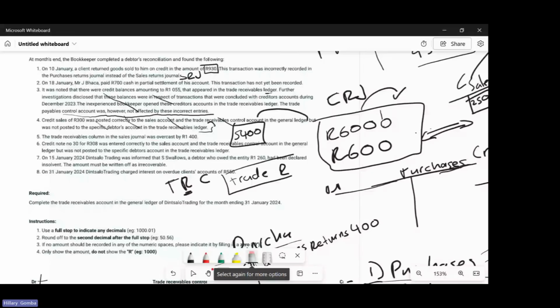All right. So that's the reason. They told you that we have credit sales of 182,300, and then they told you that the trade receivables column in the sales journal was overcasted by 1.4. So you simply come to this side and say minus 1.4. Do you now understand? Yes.